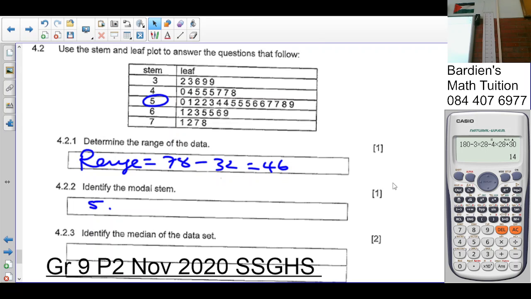Here it says identify the median of the data. What is the median? The middlemost number of sorted data. Okay, so how many values are here?